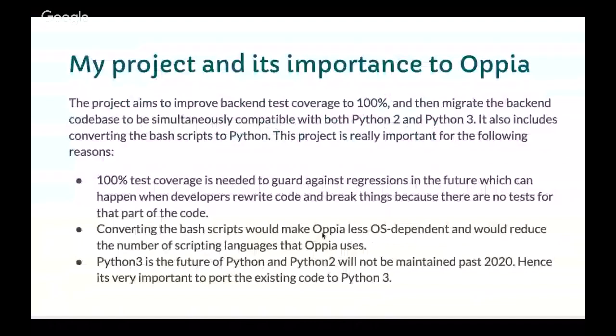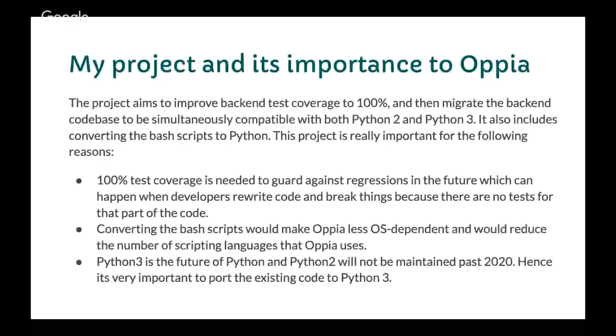So my project is basically divided into three parts. The first part is to improve our test coverage to 100%. This is really important so that no breakage of code happens in the future, because sometimes developers unknowingly write some code which breaks the existing code. So our code base will be fully supported with backend tests.